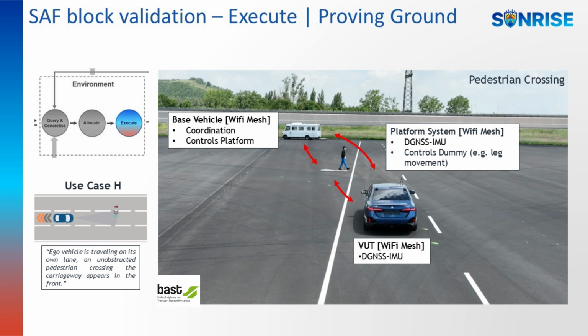On the other side, we have the platform system, also connected through Wi-Fi and equipped with precise positioning. It manages movable elements like pedestrian or car dummies. This setup allows for repeatable and safe execution of critical scenarios, including pedestrian crossings, cut-in and cut-out maneuvers, and blocked lane situations.